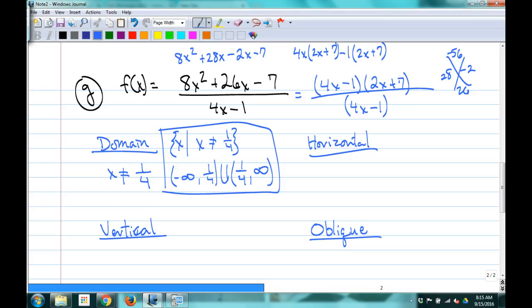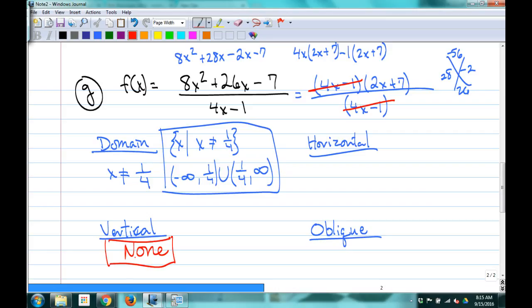My union symbol looked a little goofy there, so let's fix that. There you go. Now, the vertical asymptote here, because the 4x minus 1 in our factored form is going to cancel out, we don't have a vertical asymptote because it canceled out. Domain is found before you simplify. All your asymptotes can be found after you simplify. Okay. All right, so vertical asymptote, none.